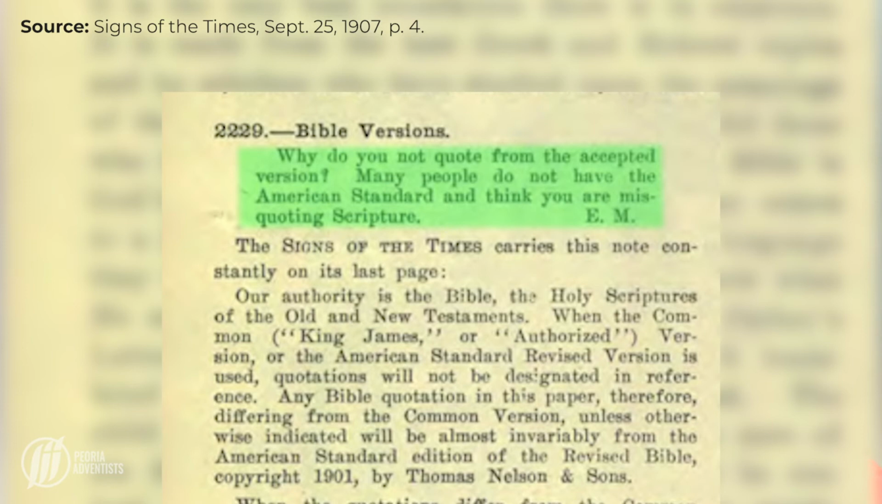Now, the Revised Version, later the American Standard Version, were quoted frequently in the pages of the Review and other Adventist publications like Signs of the Times. In 1907, a reader asked Signs of the Times, "Why do you not quote from the accepted version?" He means the King James Bible. "Many people do not have the American Standard and think you are misquoting Scripture." The answer that Signs of the Times gave was swift and clear. This is what they said.